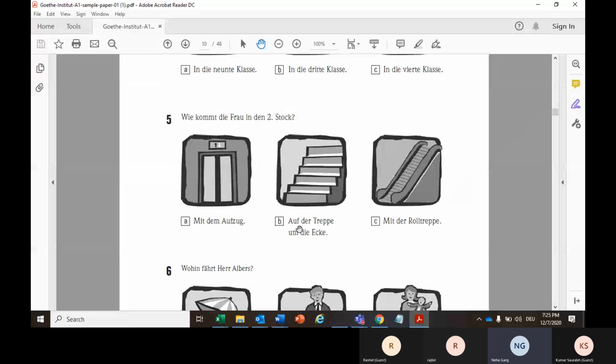Got it. So you guys got confused with the Ecke. First, nehmen Sie den Aufzug. Take the lift.